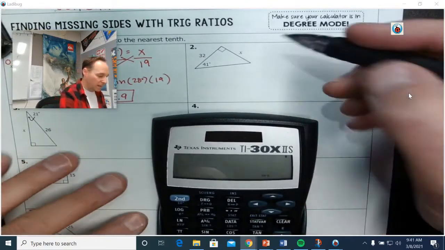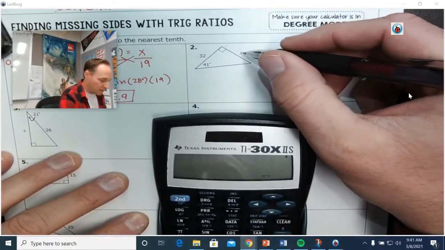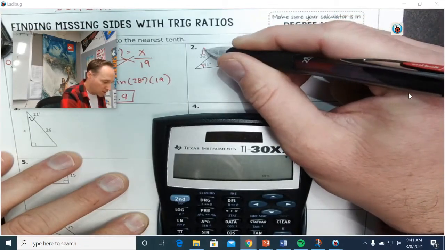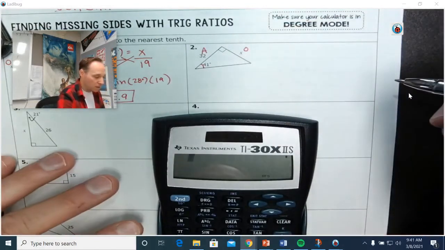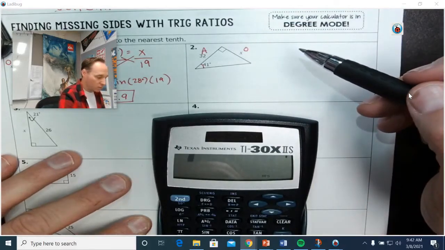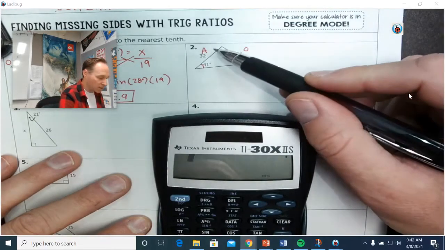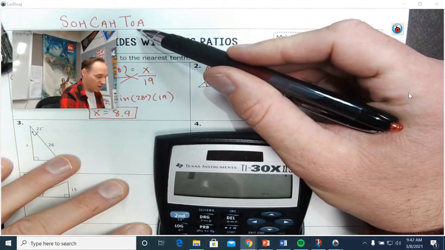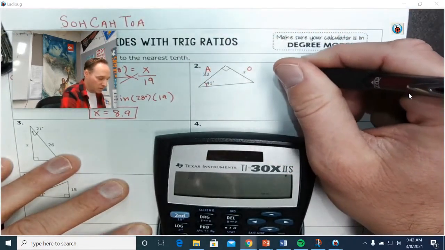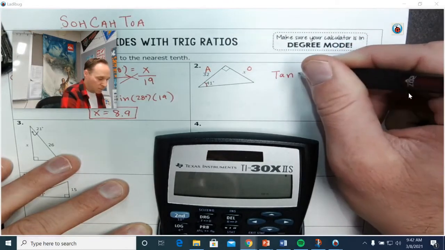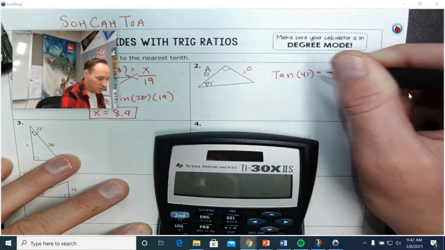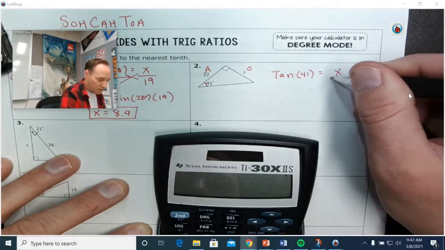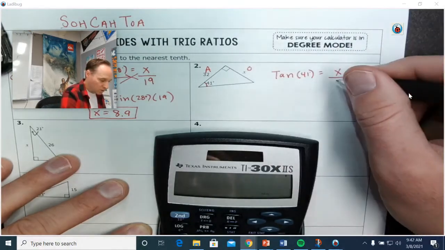Step number 1, I label my sides. Our reference angle is here, so this is our opposite, and this is our adjacent side. We're missing our hypotenuse. So which ratio uses opposite and adjacent? That's tangent, right there, our tangent ratio. So let's write our proportion. Tangent of our reference angle, 41 degrees, is equal to opposite, which is x, over adjacent, which is 32.